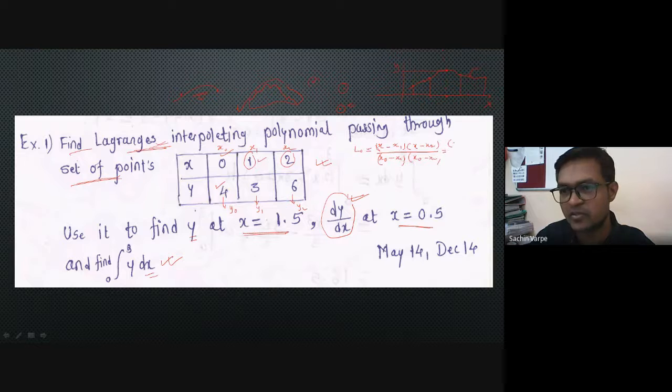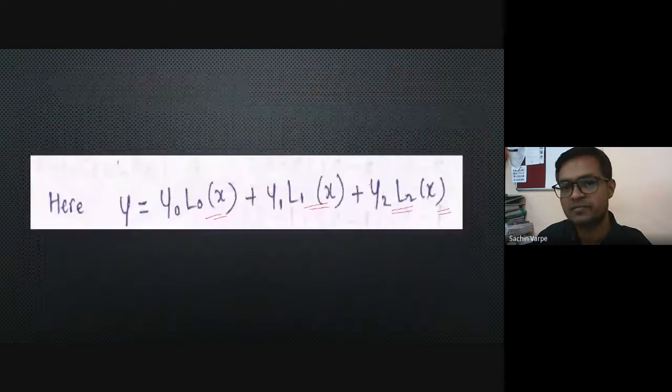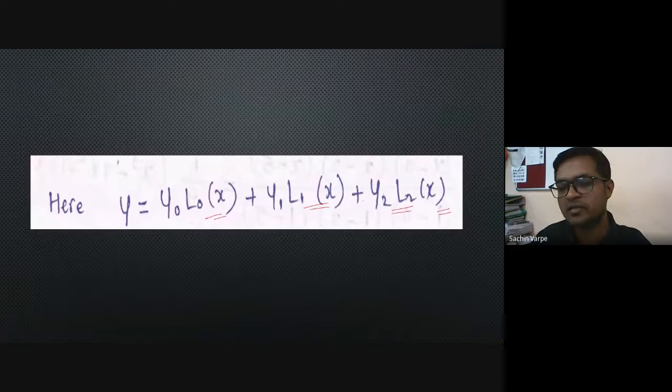That is equal to, what is x1? x1 is 1, sorry, and x2 is 2. So x minus 1 into x minus 2 upon, x0 is 0, so 0 minus 1 into 0 minus 2. I hope everyone is clear with this now. L0, so you just simplify this, you'll get a polynomial in x. Then similarly you'll get L1 and L2 and substitute all those L0, L1, L2 in the given polynomial. From this polynomial you get the required y as a function of x.